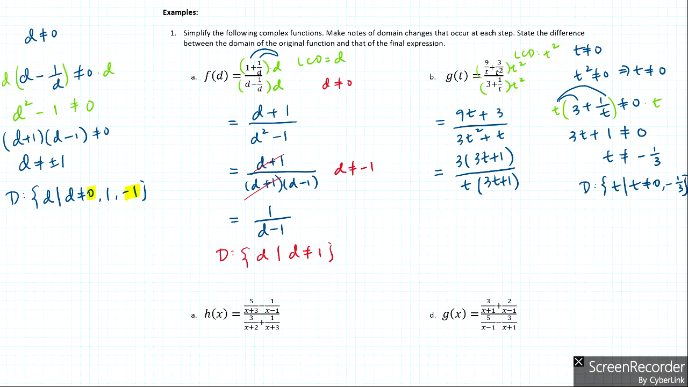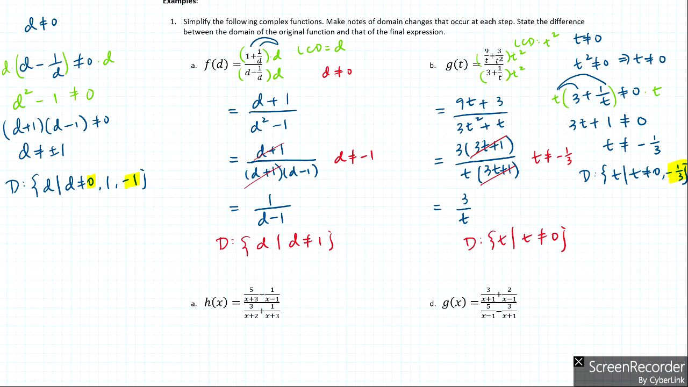Once we do so, we can see that we have a common factor of 3t plus 1 we can cancel out. In order to cancel it out, we rely on the fact that t doesn't equal -1/3, which was in our domain restriction, and we're using that. And we have a result of 3 over t, so if we only look at the final result, we see the domain is t such that t doesn't equal 0. So the domain change from the beginning to the end is that -1/3, which got used when we were doing the cancellation.